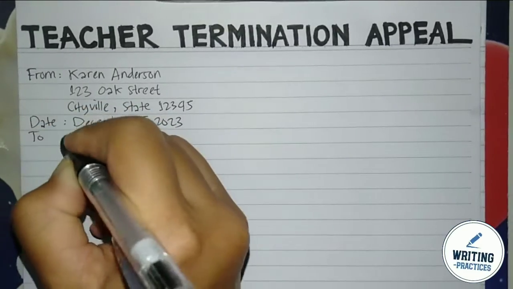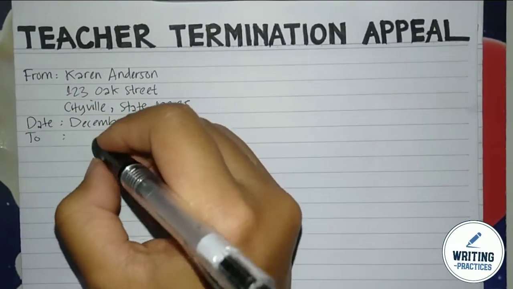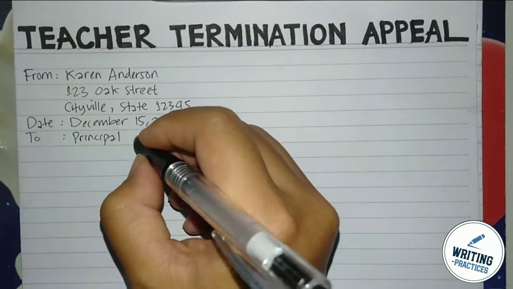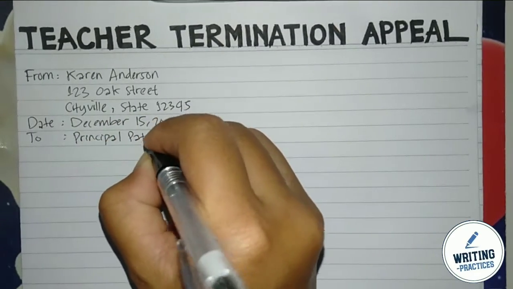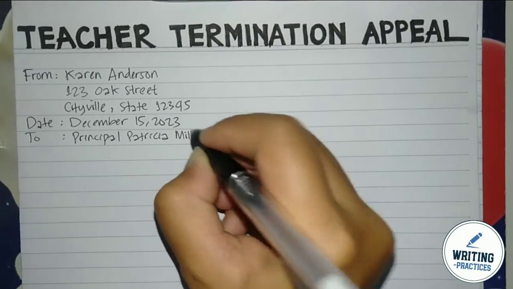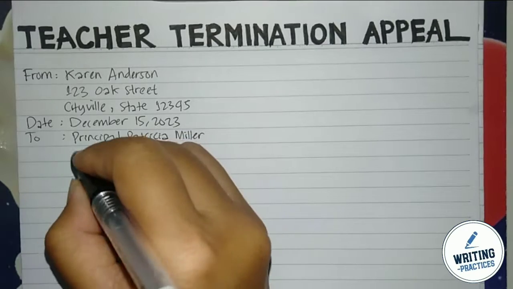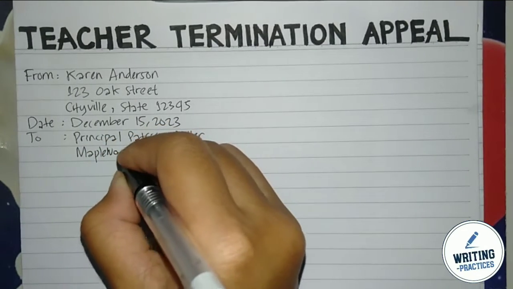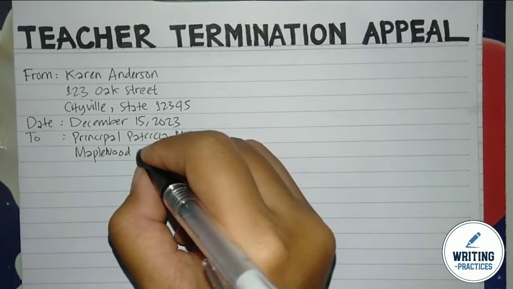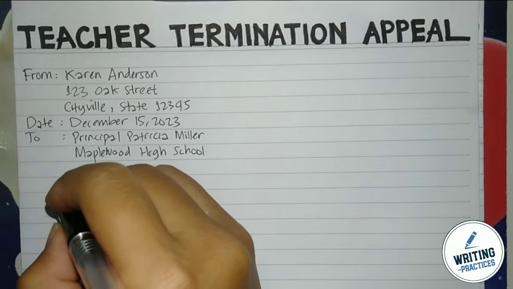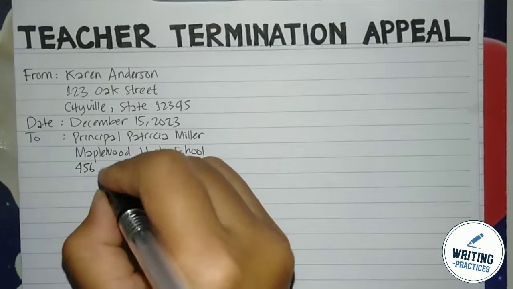Here, Writing Practices will show you how to write a Teacher Termination Appeal Letter step by step. Check this out. First of all, you can write your information as a sender. Yes, you need to write down your full name. Under it, write your home address. You can't write your occupation in the school because you are already terminated. Next, write the date of the letter. Here, you can write the format of month, date, and year.